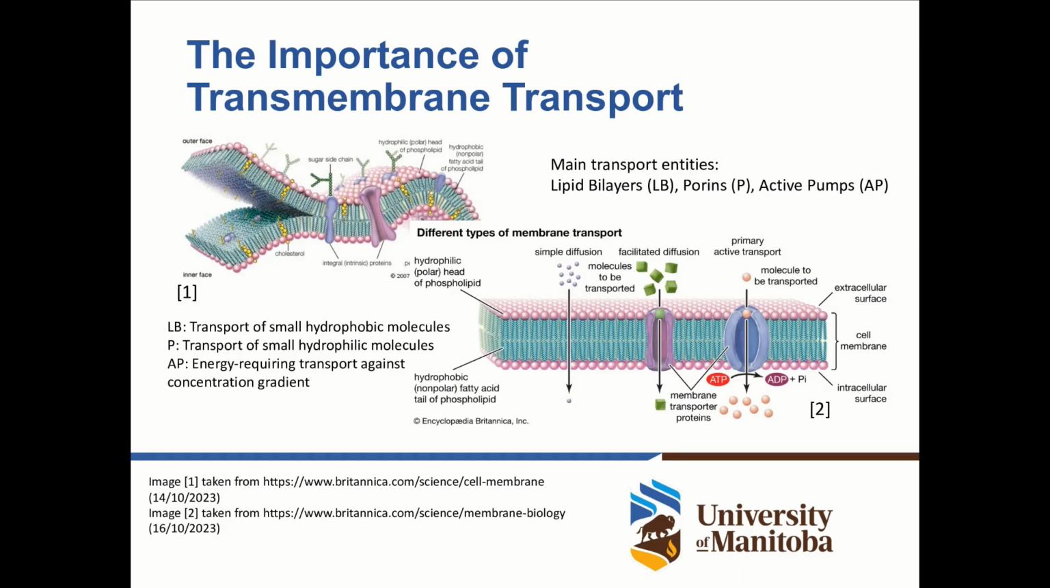Lipid bilayers allow the simple diffusion of molecules across membranes. Porins facilitate this diffusion. And efflux pumps are proteins that are designed for the export of potentially harmful substances from living cells. Efflux pumps allow for active transport. They require energy and move particles against a concentration gradient.